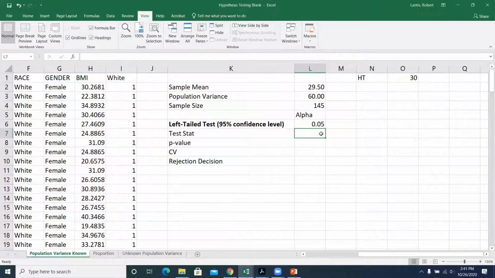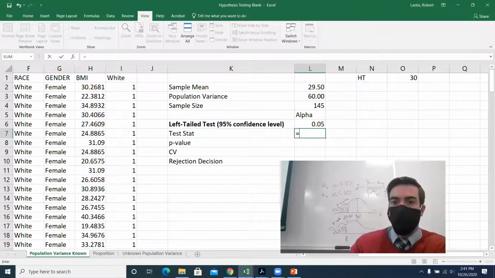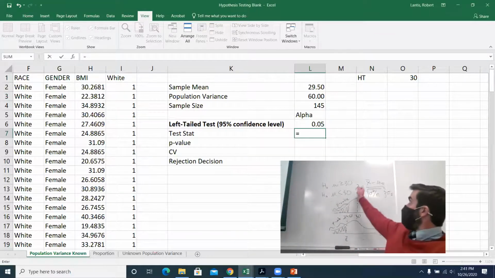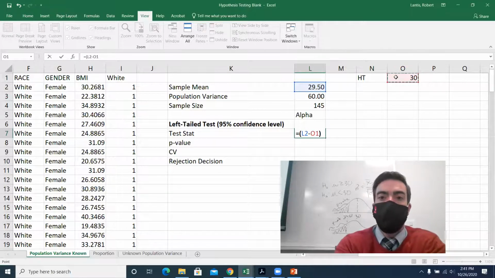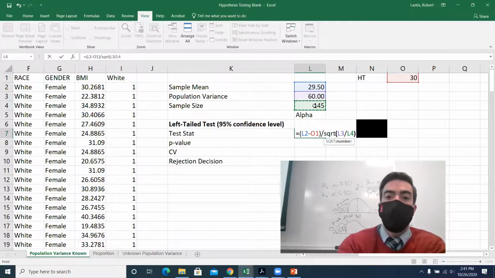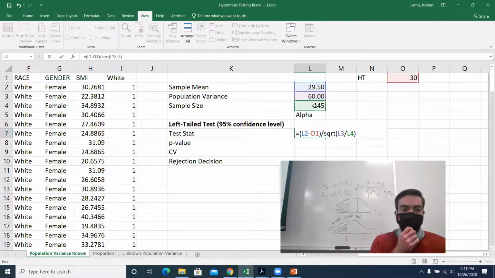But the first thing that we're going to need is, what is my test statistic? Well, that was that formula I had up here on the board. So it'd be kind of this guy right here. I'm just going to take my sample mean, subtract my assumed true mean, which I put in a cell up here, and divide by the square root of my population variance divided by my sample size. I'm just using Excel as a calculator to do the math for me there.